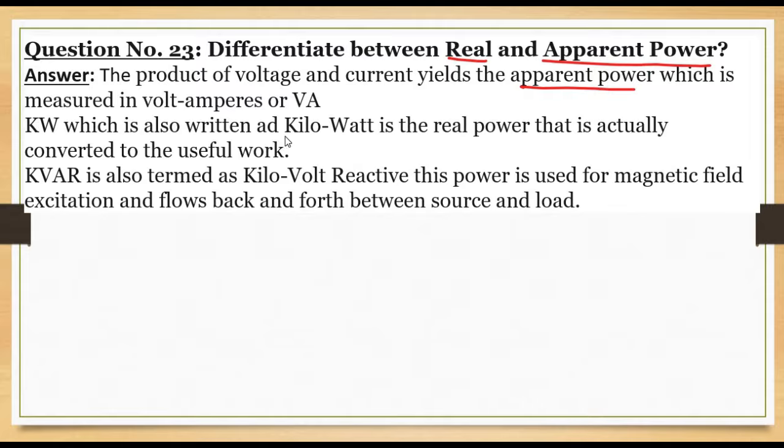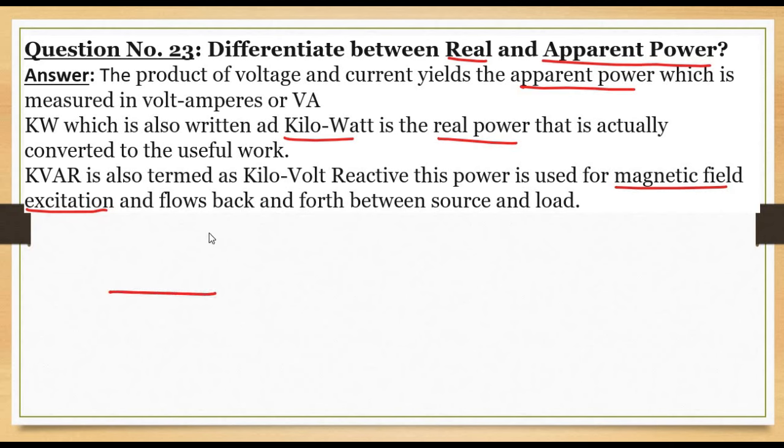kW, which is also written as kilowatt, is the real power that is actually converted to the useful work, while kVAR is also termed as kilovolt reactive. This power is used for magnetic field excitation and flows back and forth between the source and load.